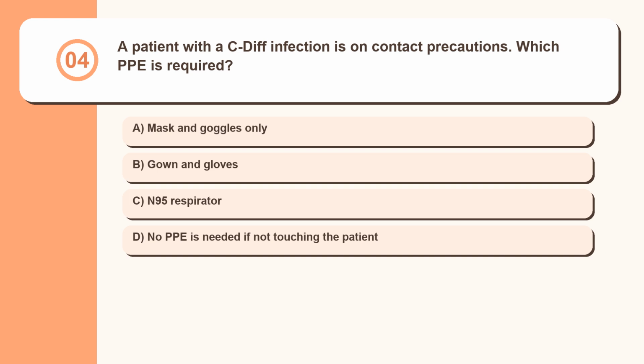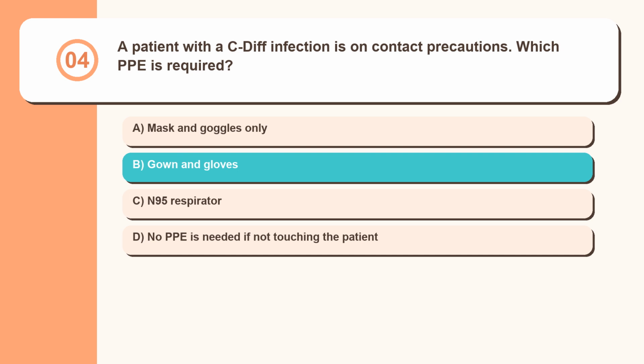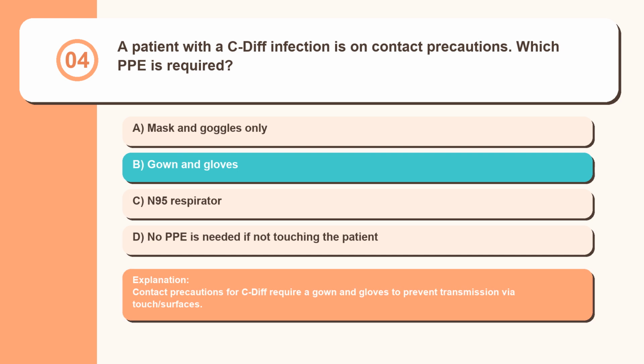Question 4. A patient with a C. diff infection is on contact precautions. Which PPE is required? Mask and goggles only. Gown and gloves. N95 respirator. No PPE is needed if not touching the patient. Contact precautions for C. diff require a gown and gloves to prevent transmission via touch or surfaces.